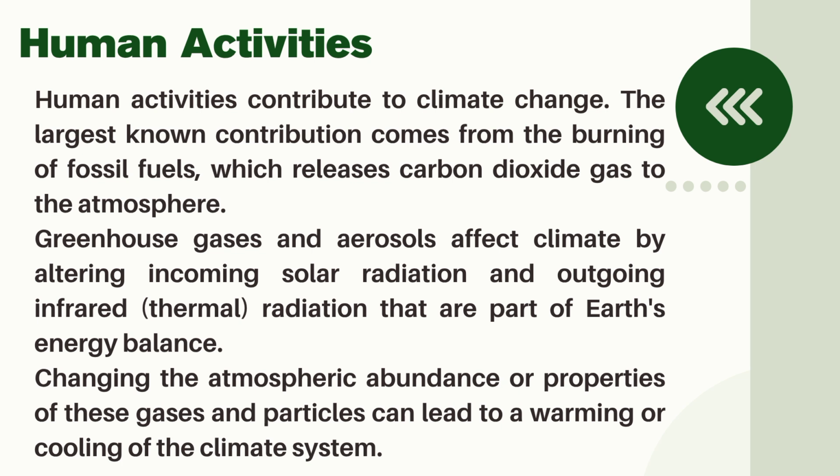It means that greenhouse gases and aerosols change how heat and sunlight move in and out of Earth's atmosphere. To highlight, greenhouse gases trap more heat, making the Earth warmer. Aerosols can reflect sunlight back into space or absorb heat, which can cool or warm the atmosphere. So, these two affect the Earth's energy balance. Changing the atmospheric abundance or properties of these gases and particles can lead to a warming or cooling of the climate system.